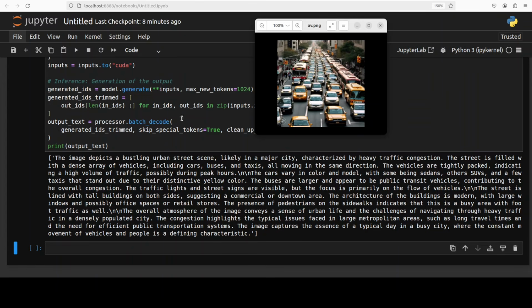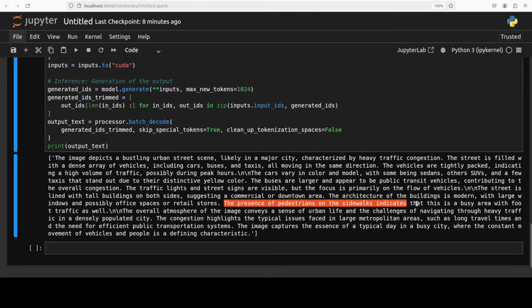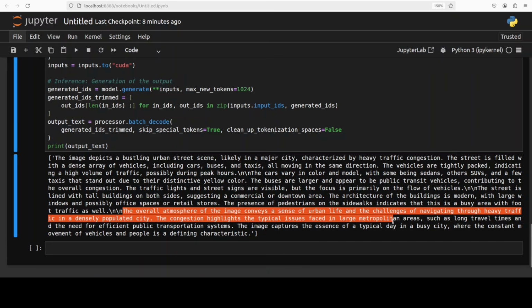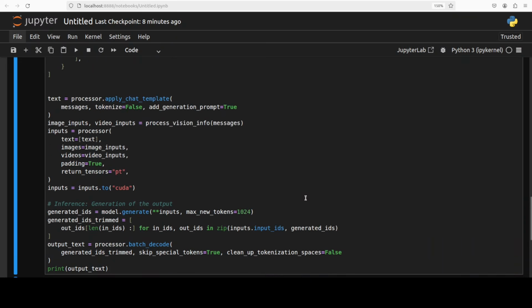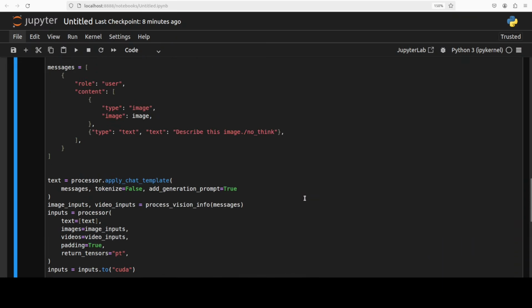And then it also says that the presence of pedestrian on the sidewalks indicate that this is a very busy area with foot traffic. So the language is quite good and it is coherent, it is not breaking anywhere, and it is not repeating the stuff. And then it is talking about the overall atmosphere of where exactly this is happening, like in the large metropolitan area. And then it says that it image captures the essence of a typical day in a busy city. So this is with a no thinking one, which is again very grounded, I would say. Now let's try out the thinking mode with another image.